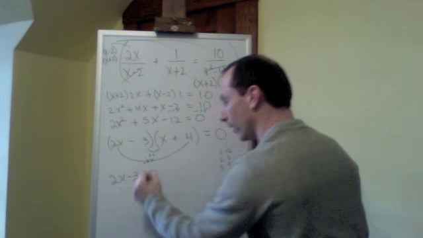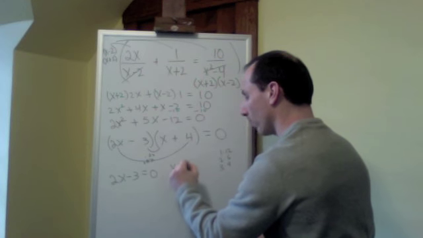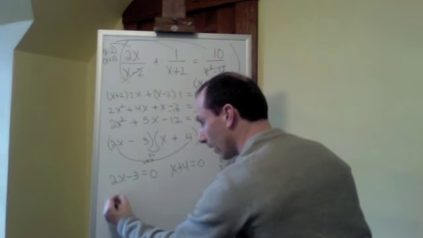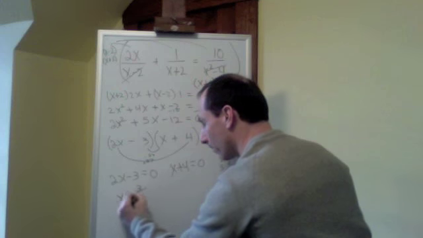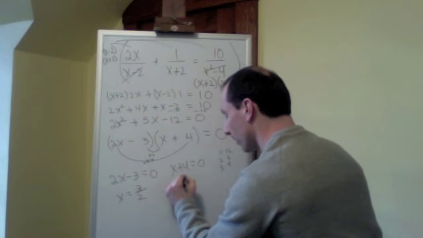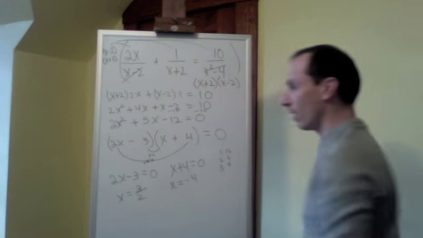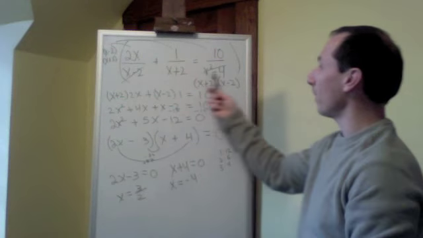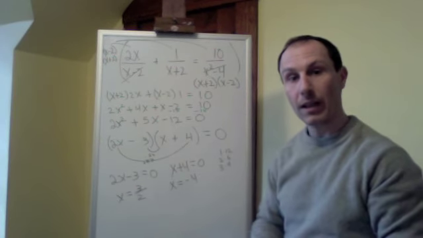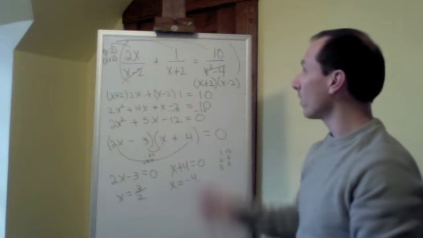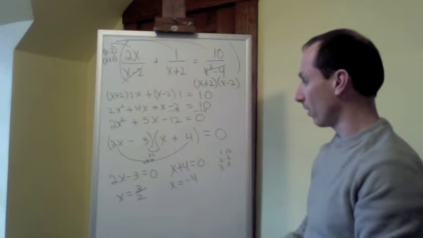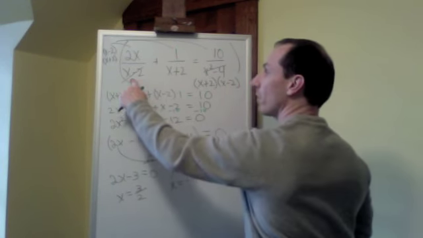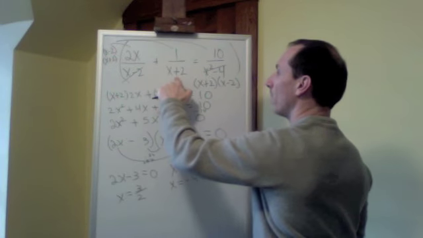So I solve for both instances, and I get 2x minus 3 equals 0, and x plus 4 equals 0. I take each of these, and I finish solving, and I get x equals positive 3/2, and x equals negative 4. The last thing I want to do is just take a quick look back up at my denominators in my original function and decide, does either one of these or both cause this denominator to go to 0? So does 3/2 cause this to go to 0? Nope. How about here? Nope.